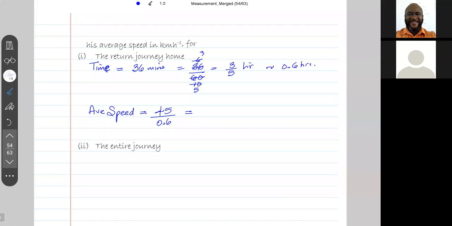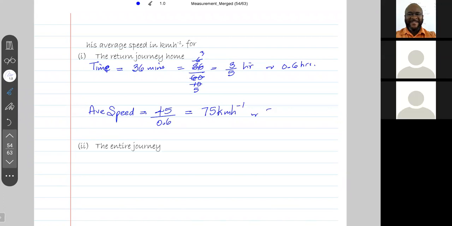So let us see how fast he was driving going back home. And this is saying 75 kilometers per hour, or you could write it as 75 km/h. Somebody want to say something? No? All right.